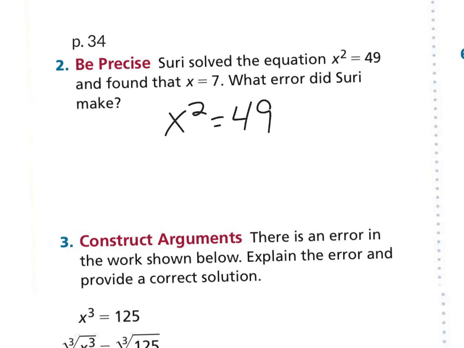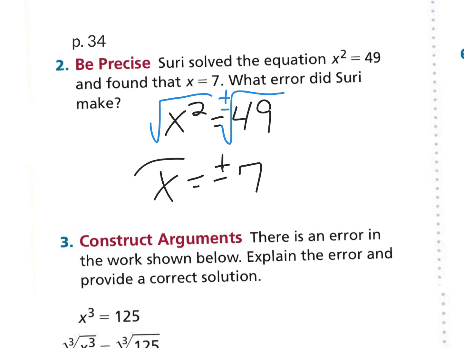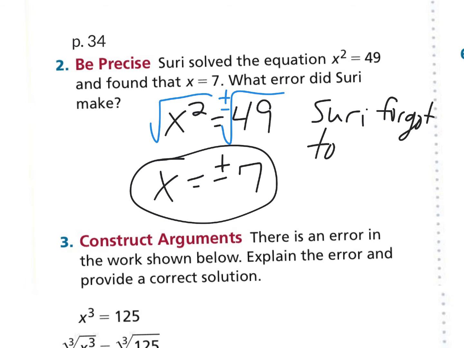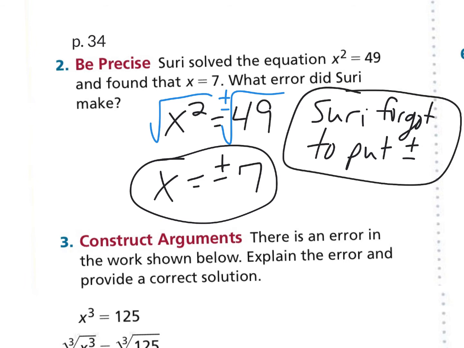So the problem is x squared equals 49. To get rid of the square, we're going to do the square root. And we have to remember when we do a square root, we need to put plus or minus. And square root of 49 is 7. So the 7 part's okay, but the problem is Surrey forgot to put plus or minus. 7 times 7 equals 49. Also, negative 7 times negative 7 would equal 49.